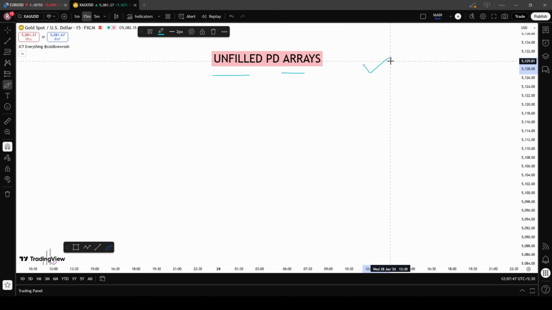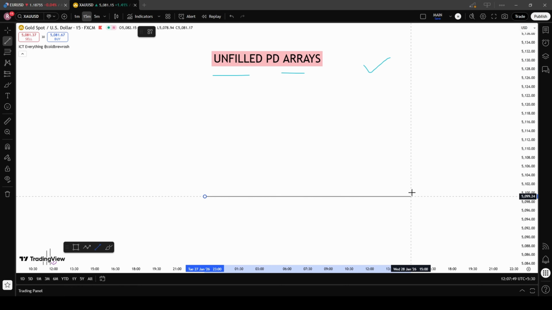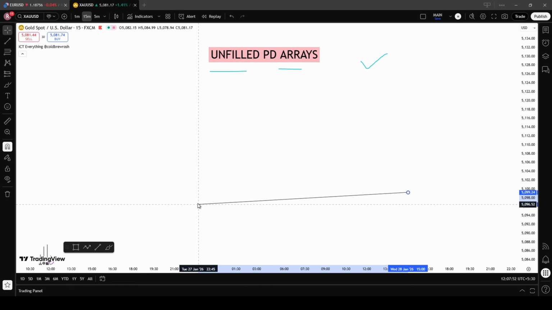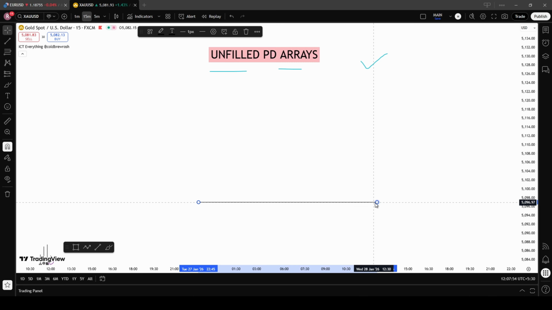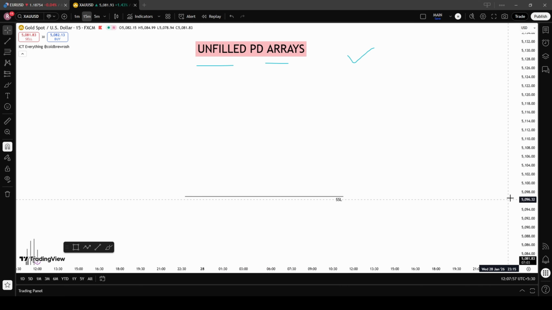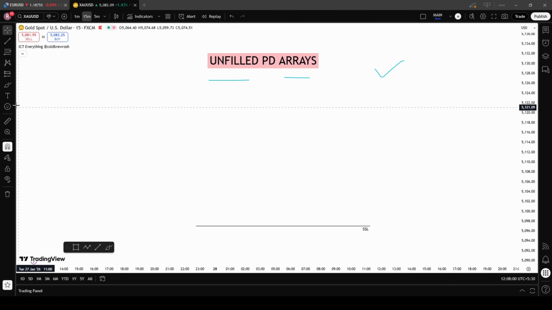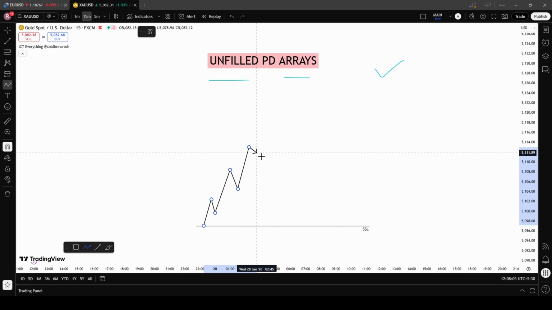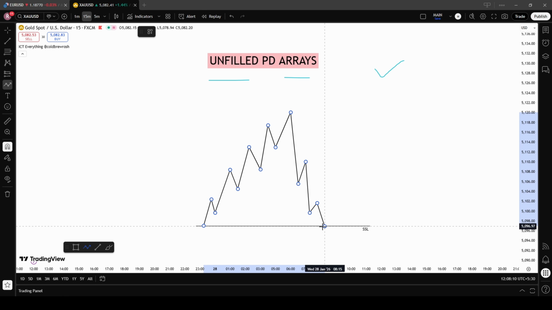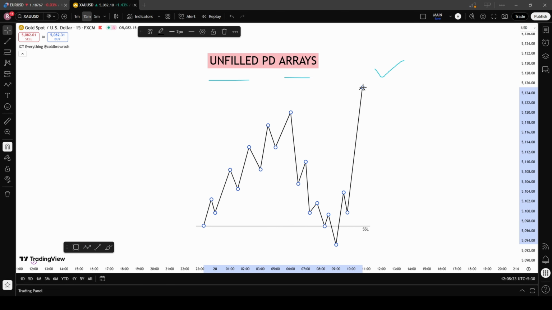Now let me show you how unfilled PD arrays actually form and how we are going to use these unfilled fair value gaps. First, I want to explain this using a simple diagram-style explanation so you can clearly understand how to identify whether there is an unfilled PD array that we can actually use. Let's start from the beginning. Suppose we have a sell-side liquidity sweep, or any situation where price reacts strongly. The reason itself does not matter. From that point, price will form a swing low and then a swing high, or a swing high and then a swing low.